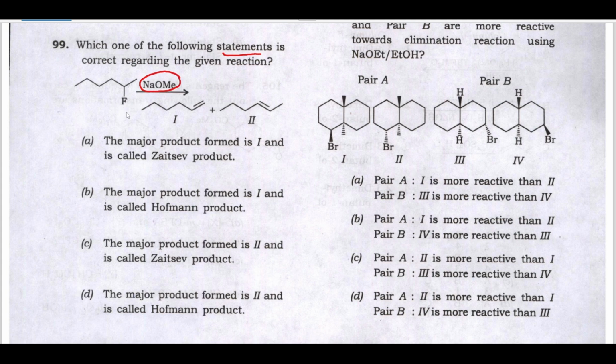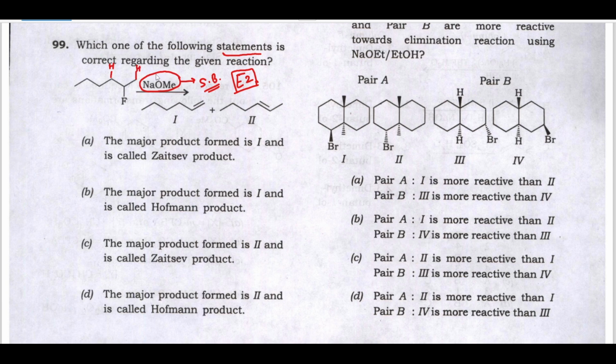Sodium methoxide is a strong base that can also abstract a proton from a hindered position. So this reaction follows the E2 mechanism, and this base will abstract a proton from this carbon and from this carbon also.